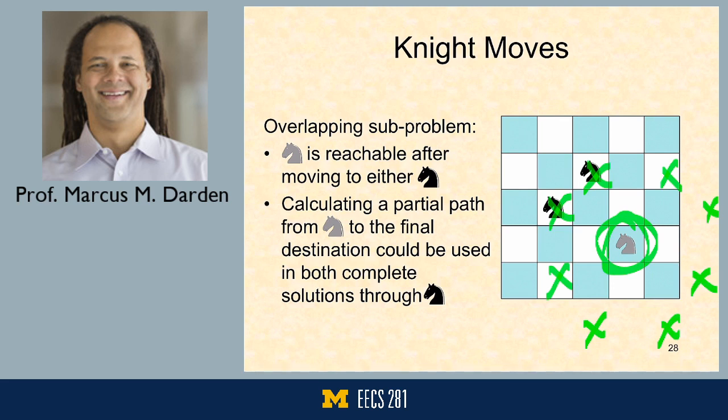So the overlapping subproblem is I've calculated how to get there once. Any one of those 8 green X's all need to know how many ways was it possible for me to get to the circled one. So if I can calculate that once and use that in all 8 of those subproblems, I really get some huge savings there. So that's what's going on.